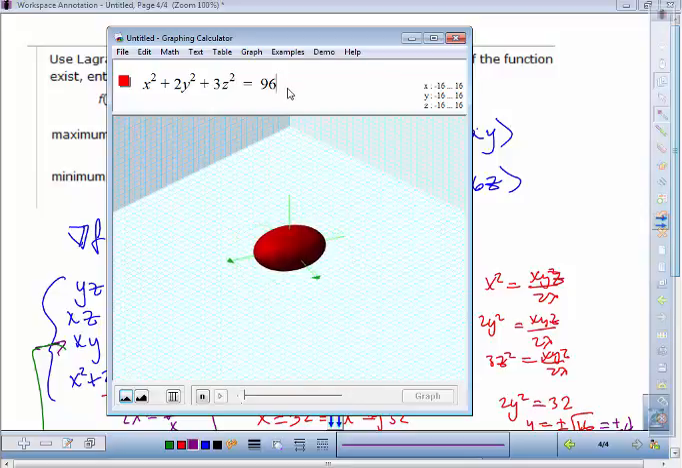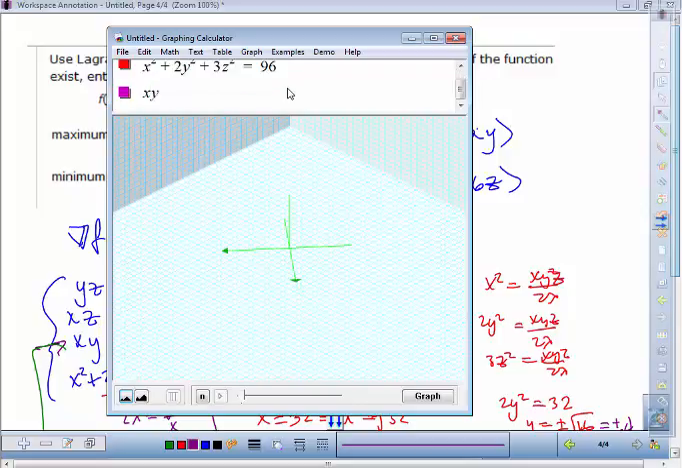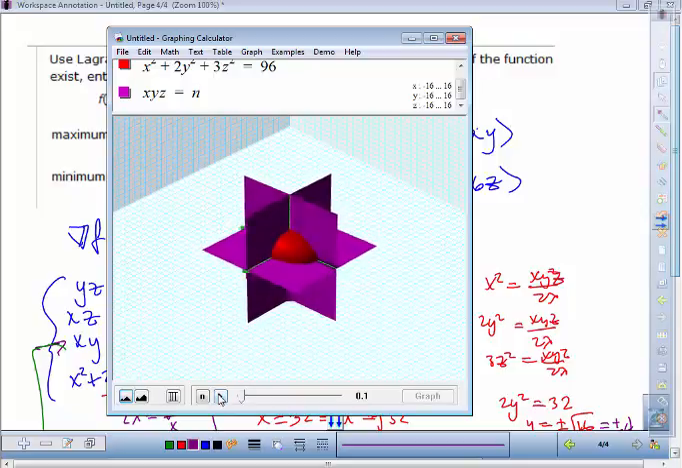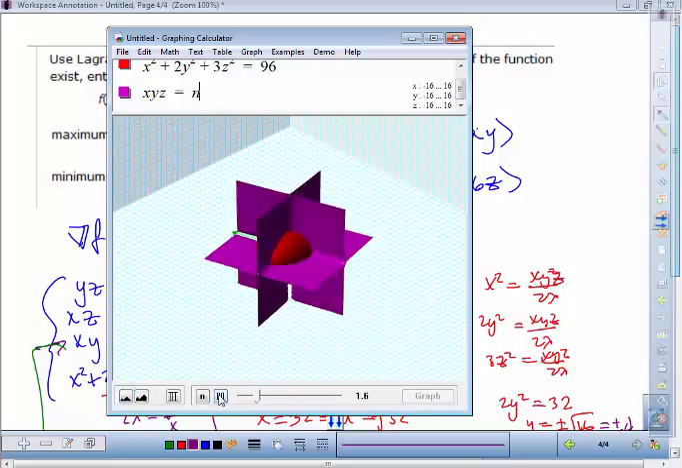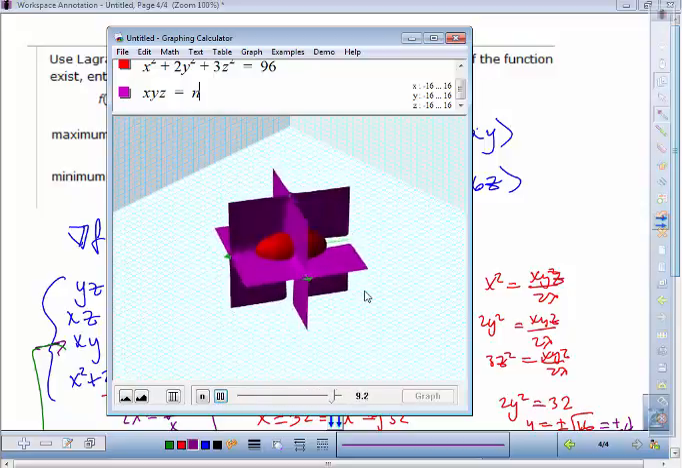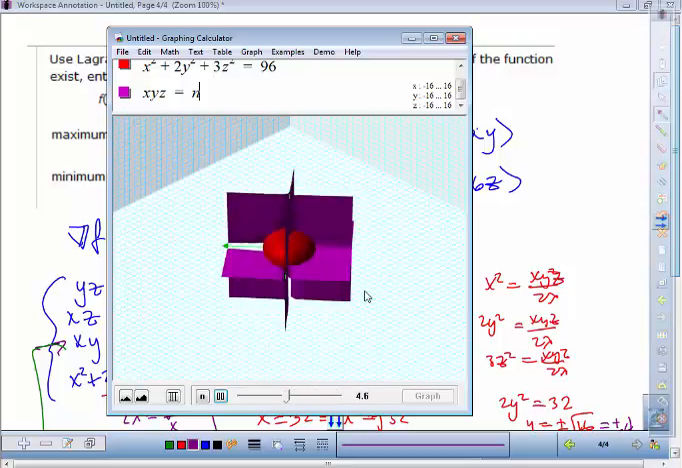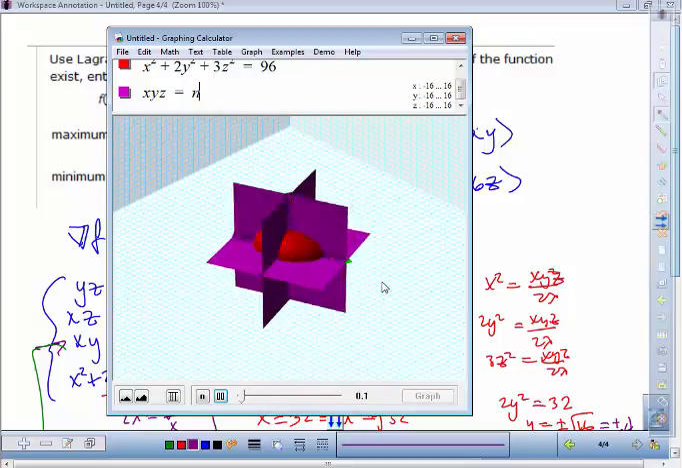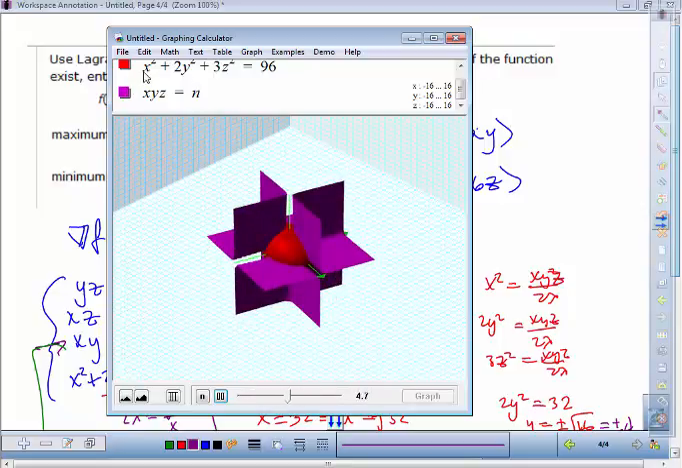Now let's take a look at our function. For our function, x times y times z is equal to, we want to change this to a bunch of different possible values to see how it might look. And these level surfaces, they're changing really subtly. I should stop it from spinning.